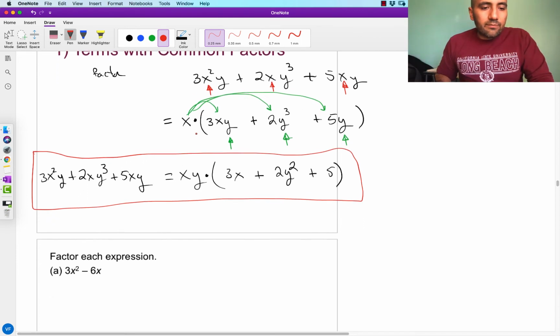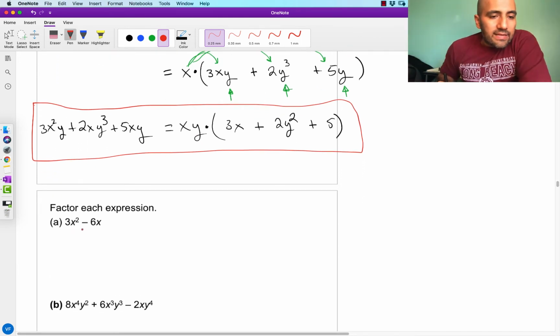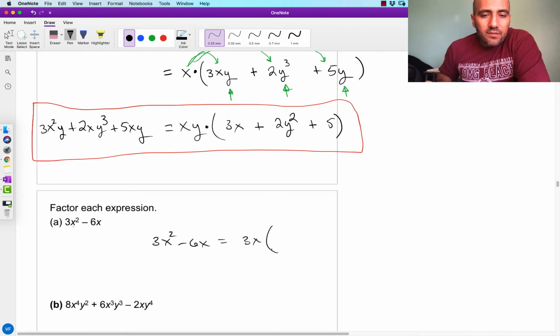Let's do a couple of other examples. Notice that in this case, they both share both a factor of 3 and a factor of x. So for this one, I'm going to say that 3x squared minus 6x is equal to 3x, which is a common factor of both, and then there is one more x that goes there. 3x times x gives you 3x squared, minus a 2. If we multiply 3x times 2, we get minus 6x. And that's as far as we can go.